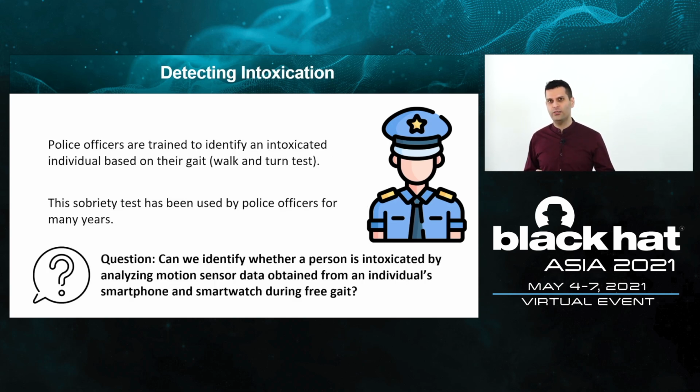And here's the question. We actually ask a different type of question. Can we identify whether a person is intoxicated by analyzing motion sensor data obtained from an individual's smartphone and smartwatch during a free gait? Bear in mind, police officers use a dedicated sobriety test in order to identify whether an individual is intoxicated or not. We want to do it from an individual's free gait.